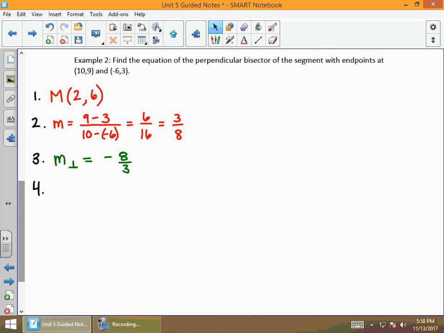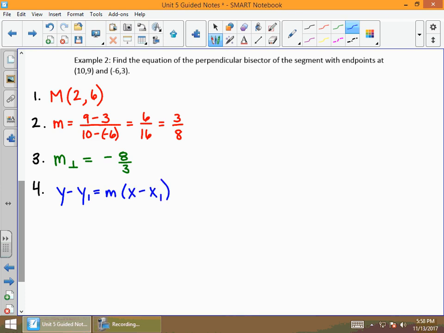Step number 4, my equation, y minus y1 equals m times x minus x1. So my x1 and y1 come from my midpoint. So what is the y value of the midpoint? It was 6, so that's y minus 6. The slope is negative 8 over 3, and x minus the x value of the midpoint is 2.